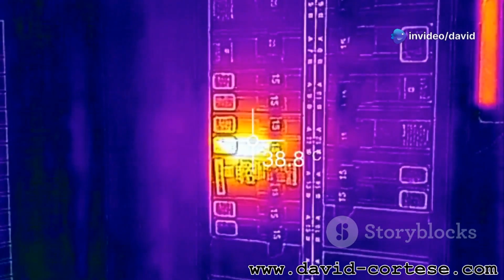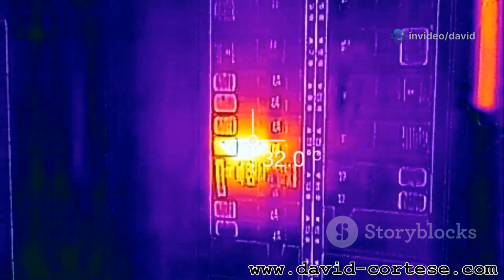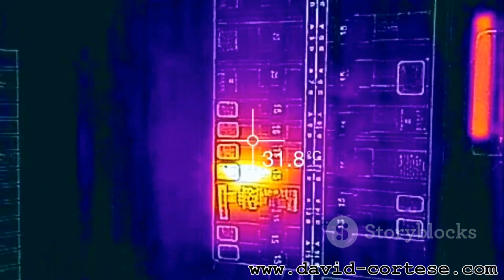As current flows through the resistor, some of the electrical energy is converted into heat, effectively dissipating energy from the circuit and reducing the amplitude of oscillations.